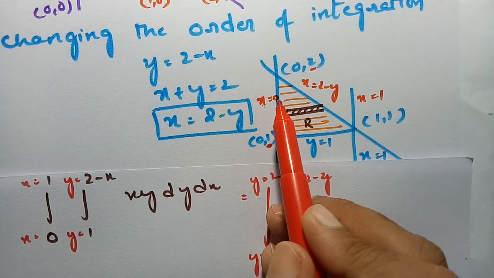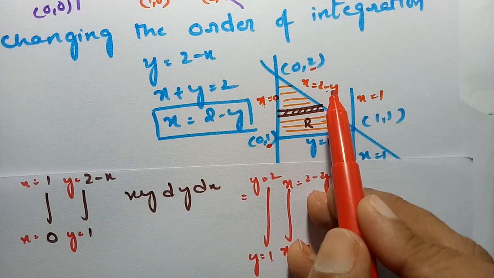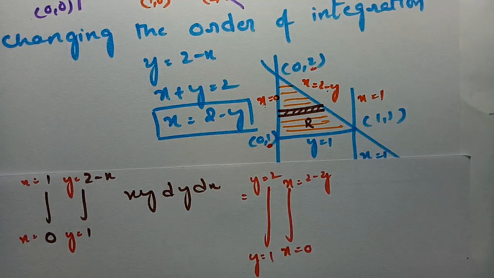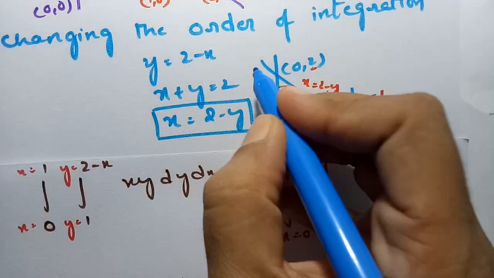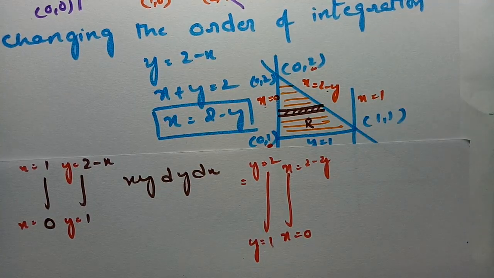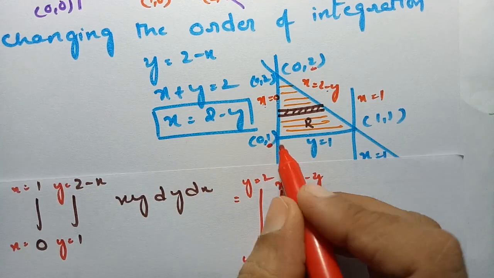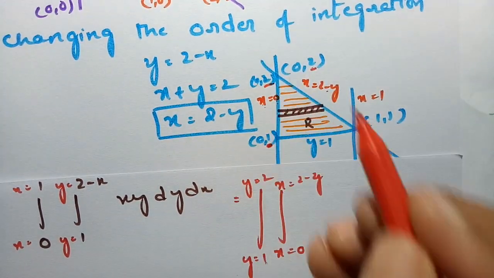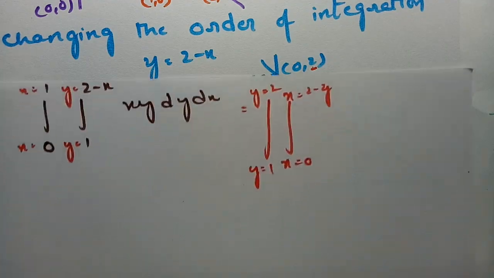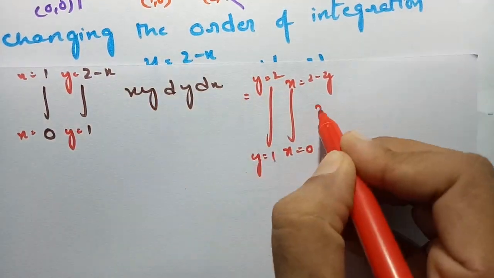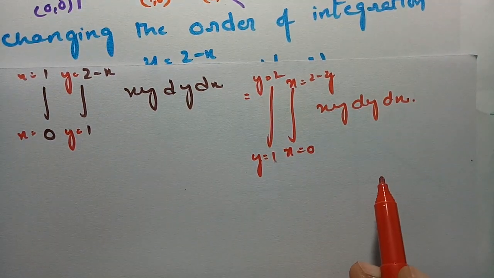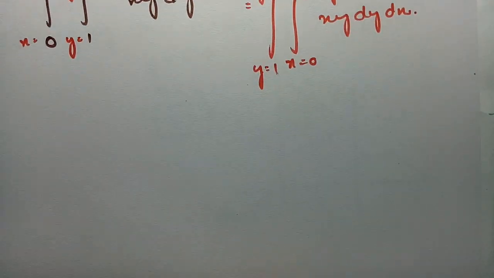So here the x limits are x is equal to 0 and x is equal to 2 minus y, and the y limits are from 1 to 2. So if you write here on this side, it will be very clear. It will be (0, 2). So this is (0, 2), and y starts from 1 to 2. So these are the y limits and these are the x limits. So the same thing here, xy, this is dy into dx. So after changing the order of integration, we have to calculate this one.